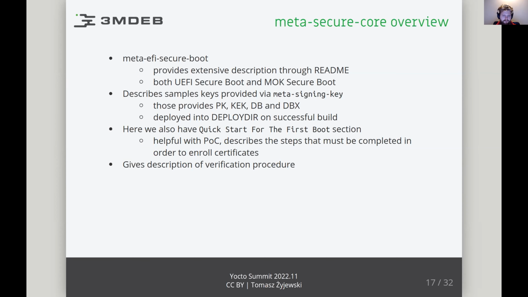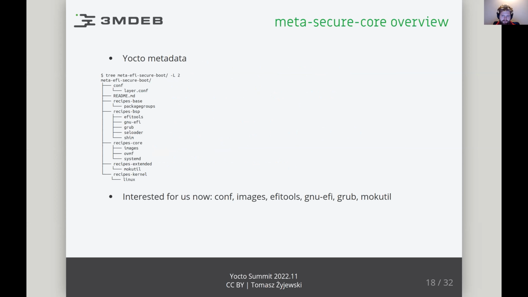Okay, so here's some Yocto metadata inside this layer. We will not use the C loader and the shim ones because those are for the Mock Secure Boot. There are some include files from GRUB to sign needed components, GRUB itself, and also the mokutil utility, which allows us to work with the certificates from within our operating system.